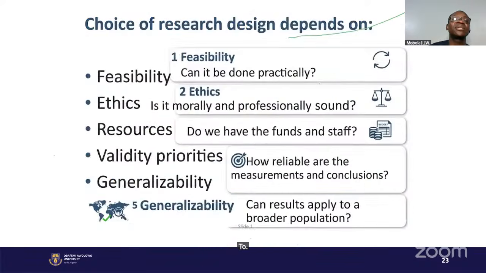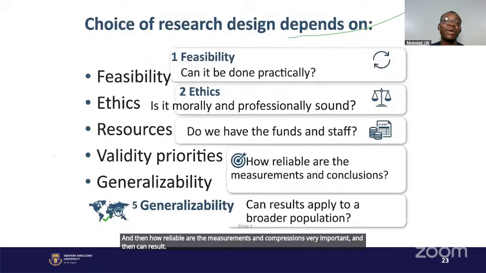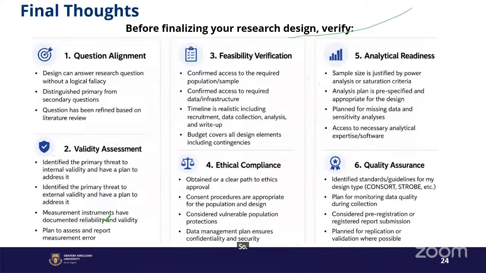Now, apart from research question, research design also depends on feasibility. Can it be done practically? And then, is it moral too? The ethics, is it morally and professionally sound? And do you have the fund and the human resources to carry out the study? And then, how reliable are the measurements and conclusions? Very important. And then, can results apply to a broader population? Very, very important.